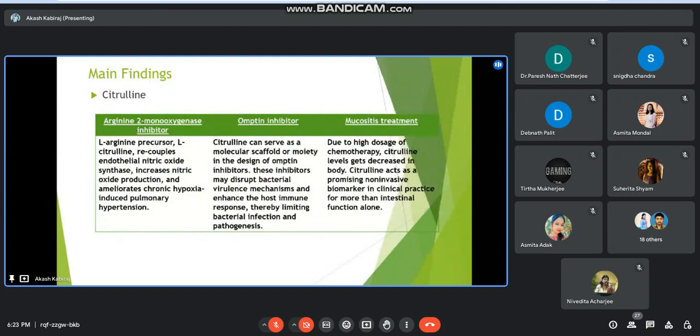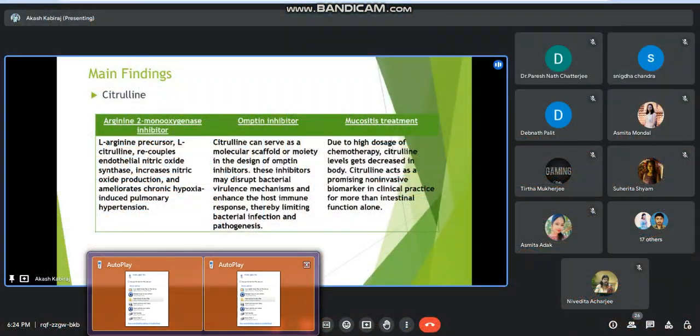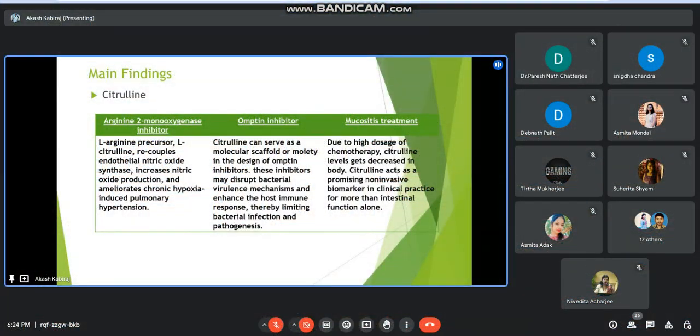Mucocystis treatment is a real-life phenomenon in which mucocystis is considered an inflammation of the lining in our mouth and gastrointestinal tract. Oral mucocystis might be mild or severe, but gastrointestinal mucocystis could manifest as abdominal pain and nausea. So citrulline comes into action as a promising non-invasive biomarker. Non-invasive biomarkers are those which can be obtained from our bodily fluids and tissues without the operational procedures, which is very necessary for cancer treatment.